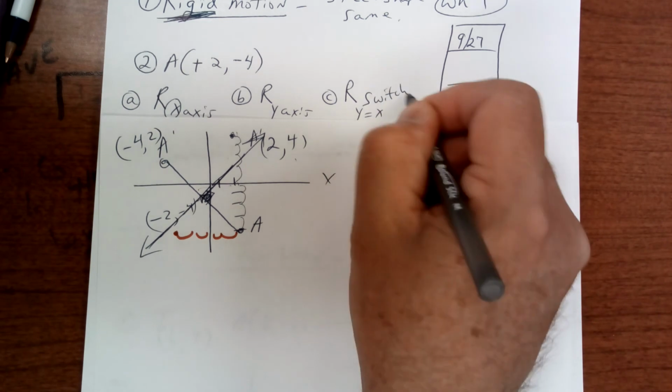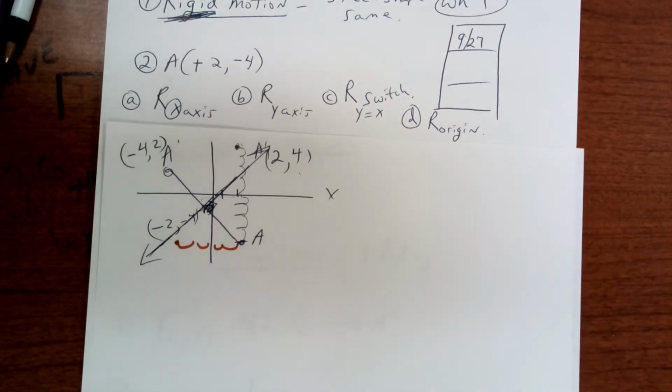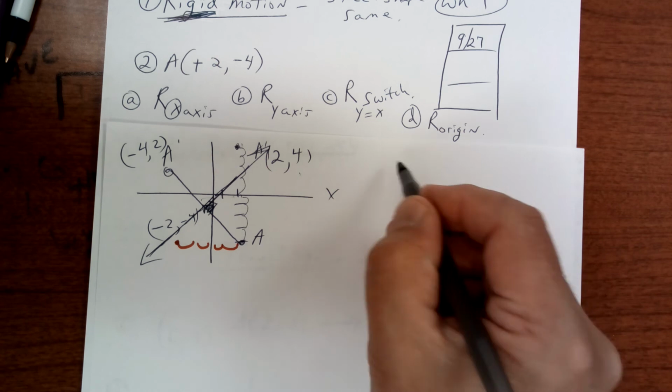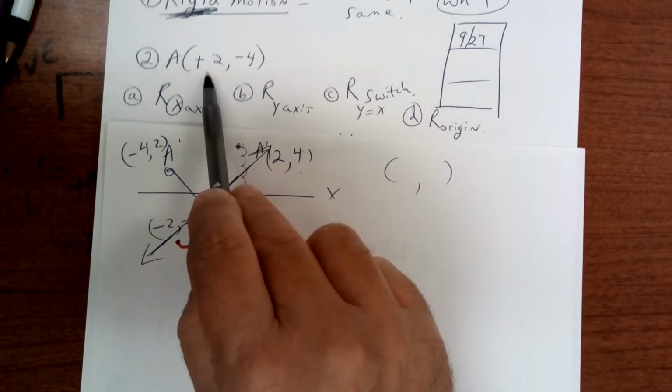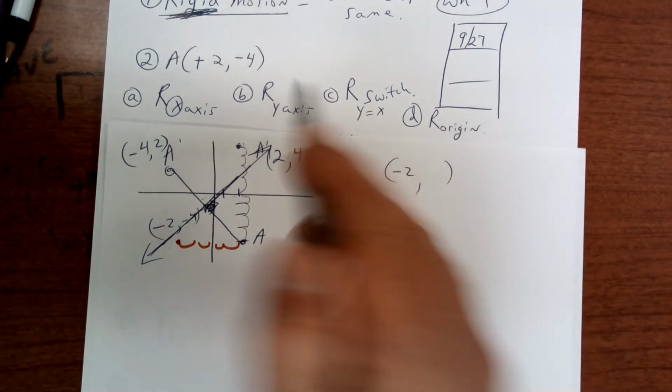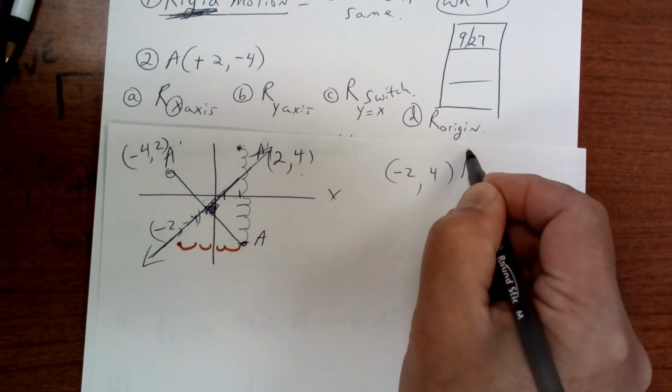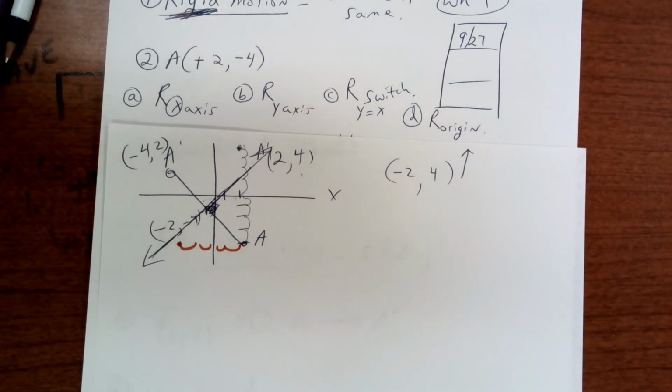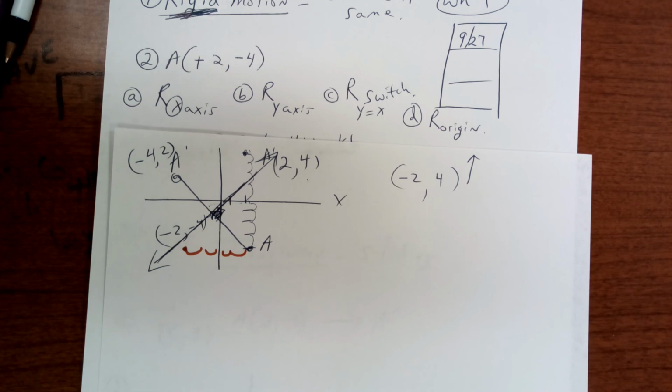So this one is switch. And this one you just change them both. So you would change that positive 2, and you would change that negative 4. And that's about the origin. And there it is. Those are all your reflection rules. Make sure you know them.